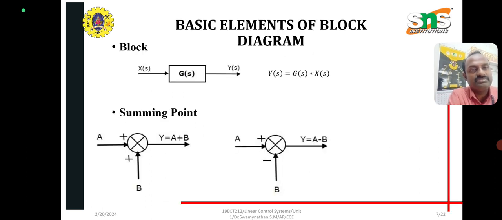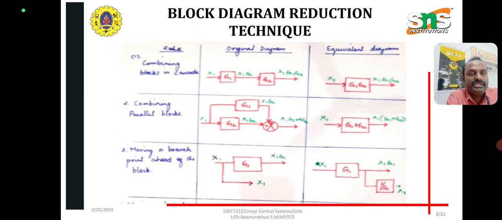Basic elements you will see: the block, X(S) in, Y(S) out, G(S) is our system. So Y(S) equals G(S) times X(S). Summing point: Y equals A plus B, and with minus, Y equals A minus B. These are all the reduction rules. Combining blocks is the first rule, combining the blocks in cascade. G1, G2 is a cascade format, then the equivalent diagram is G1 G2. So the first column is the rule, the second column is the original diagram, and the third column is the equivalent diagram.